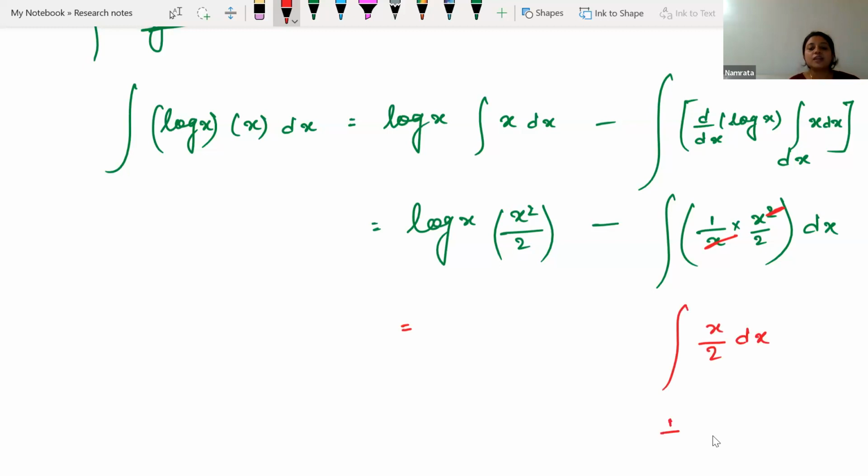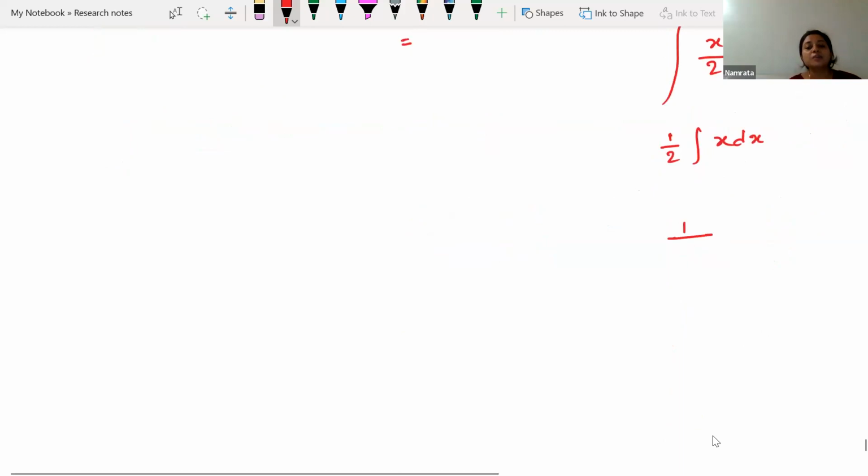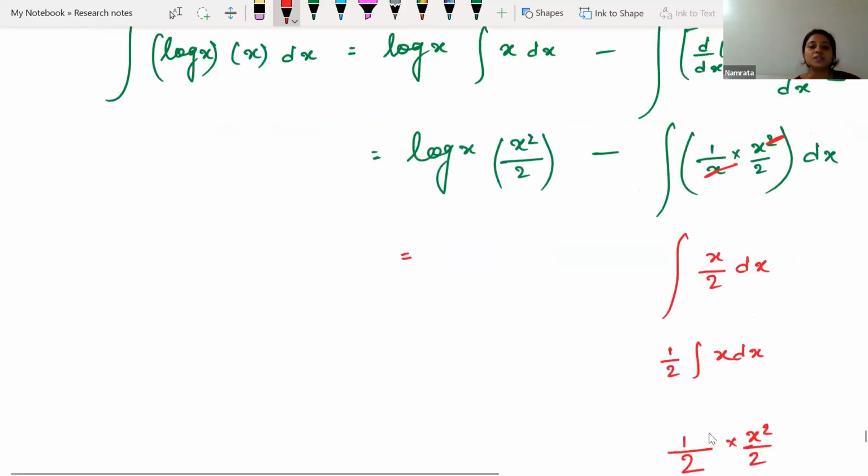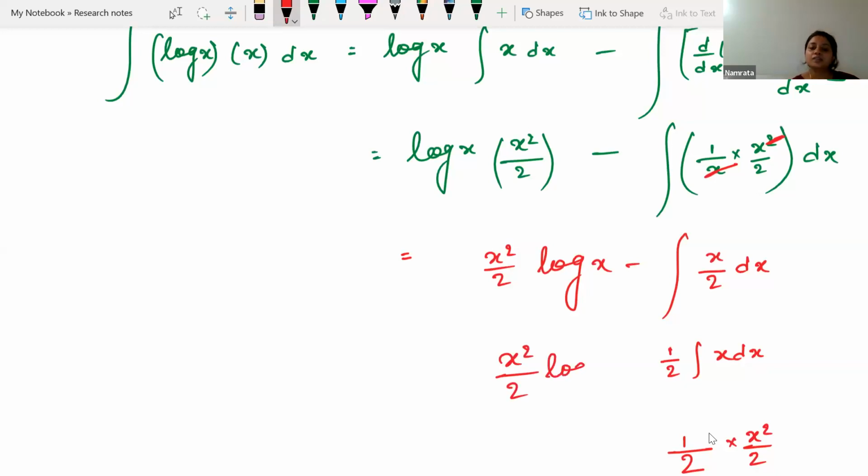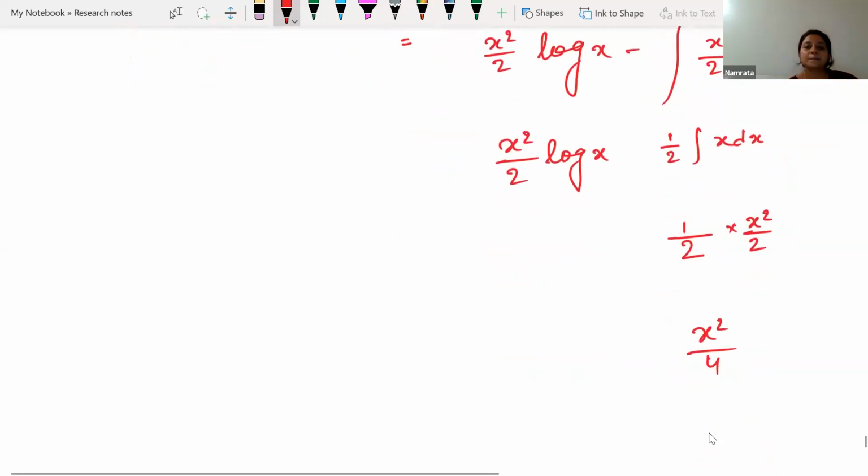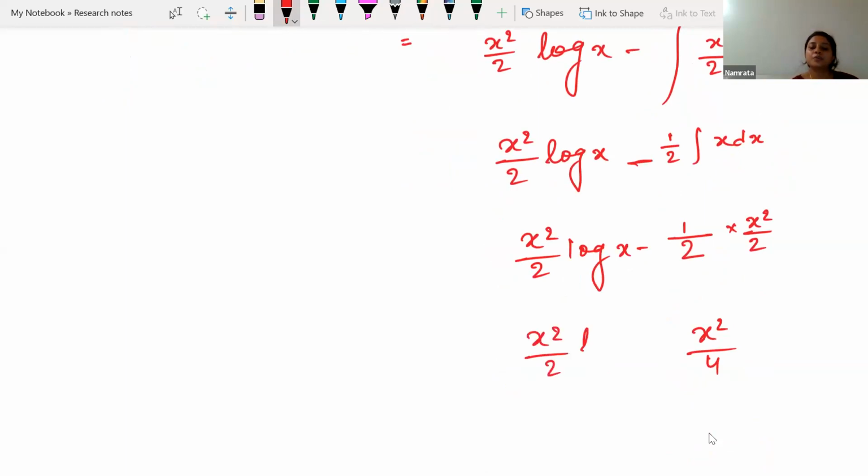That is 1 by 2 I will take it out, and x dx I will be doing in the next step. And again I'll be getting 1 by 2 times x square by 2 only, that is x square by 4. And the first part we will be copy pasting as it is. So x square by 2 log x minus x square by 4 plus constant of integration. Is it clear?